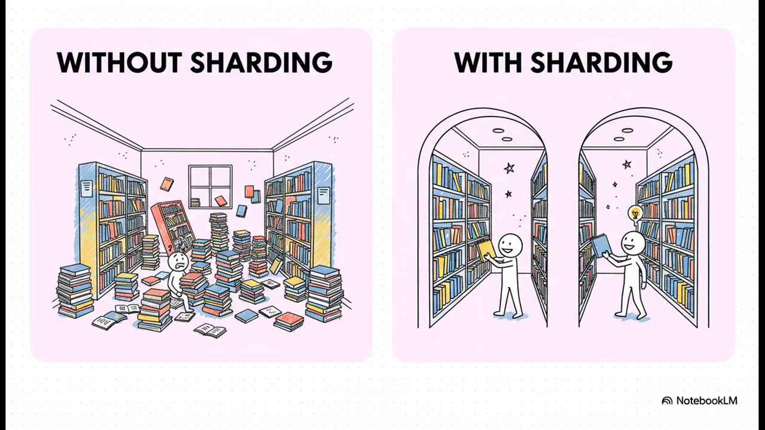The best way to think about it is with a library analogy. Imagine a library with 1 million books. Without sharding, it's just one giant, chaotic room. Trying to find any specific book is a total nightmare. But with sharding, it's like we've organized that library into multiple smaller rooms. One room for books A through E, another for F through J, and so on. It's the same number of books, but now everything is organized. It's manageable, and it's way, way easier to find what you're looking for.